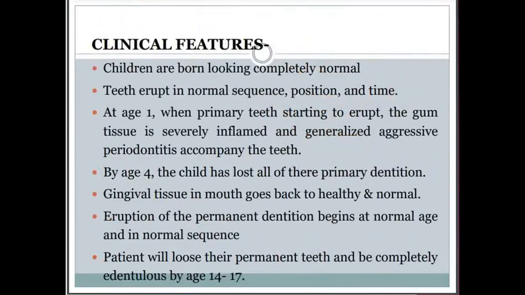Generally, in cases with Papillon-Lefèvre syndrome, teeth erupt in normal sequence, but the symptoms start to appear when the primary teeth start to erupt. The gum tissue is seen severely inflamed. Generalized periodontitis may accompany the eruption, and by age 4, the child would have lost all the primary dentition. By the time the eruption of permanent dentition occurs, usually at around the normal age and following the normal sequence, the patient will start losing the permanent teeth and will become completely edentulous at around the age of 18.